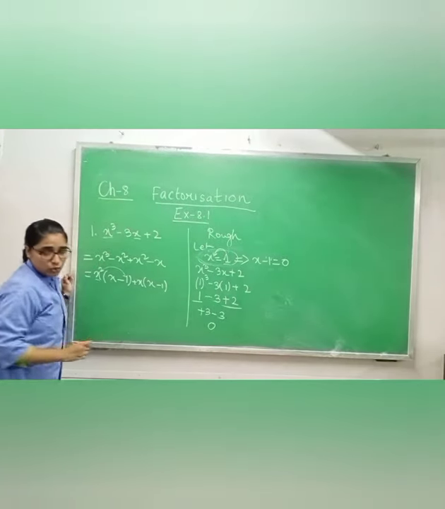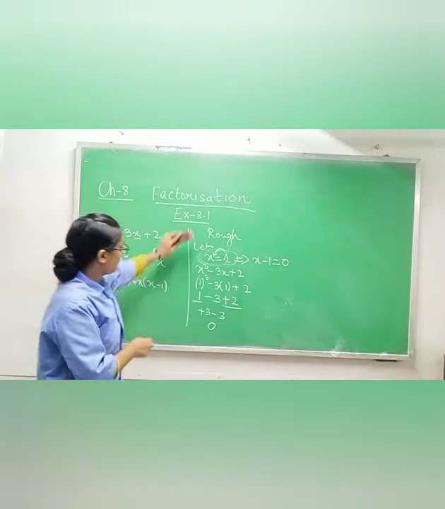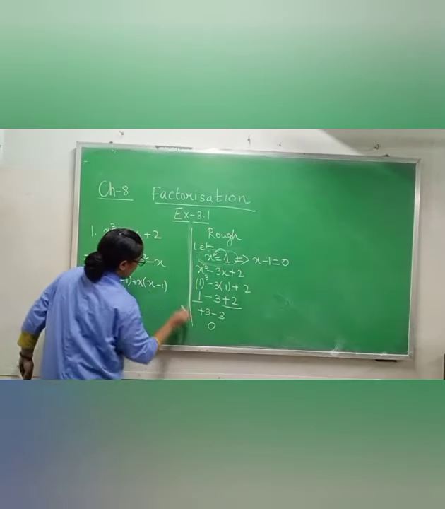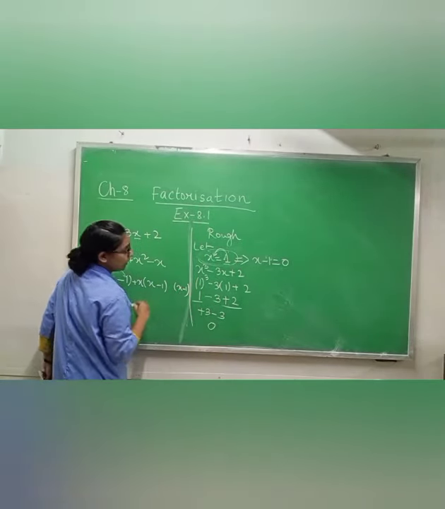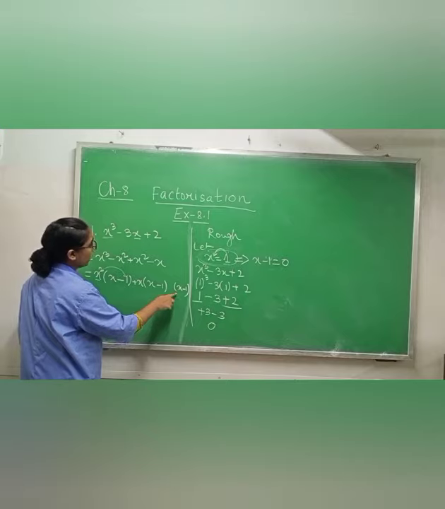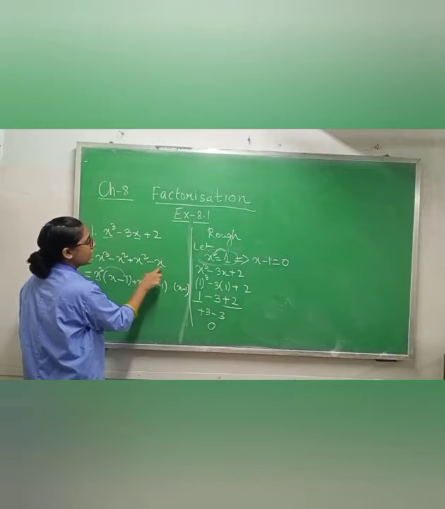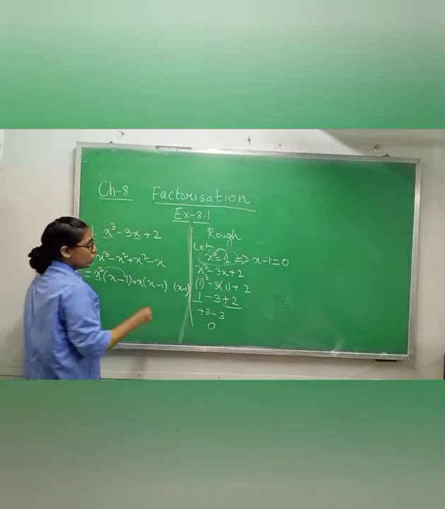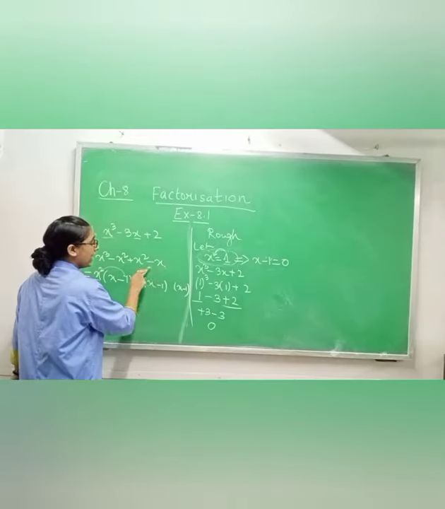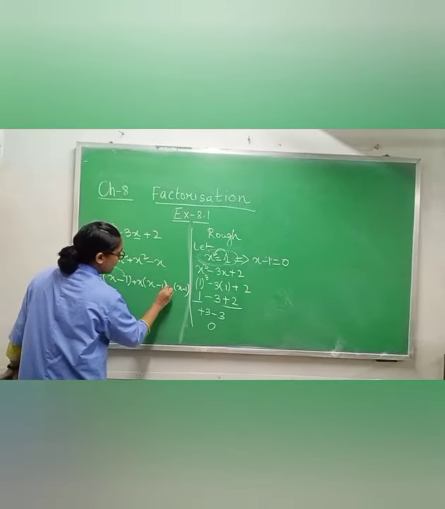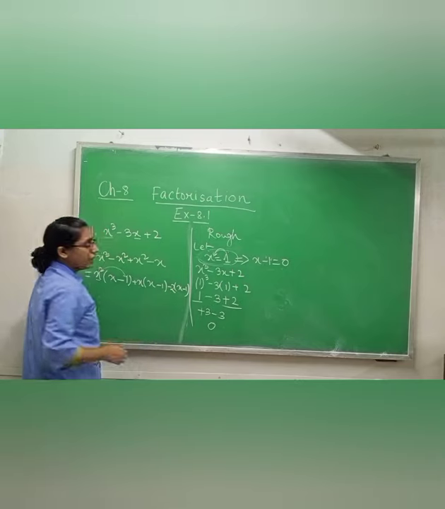Okay, now again what you will do, you will write again x minus 1. Okay, now here what you will write, so that you will get minus 3. Minus x I already have, so I need minus 2x. So I will multiply by minus 2.